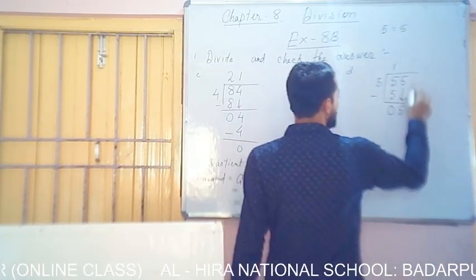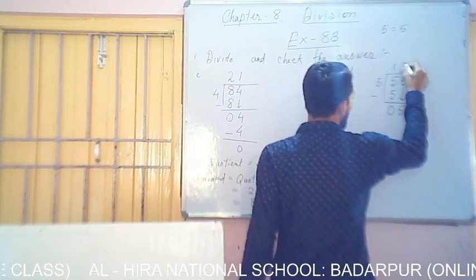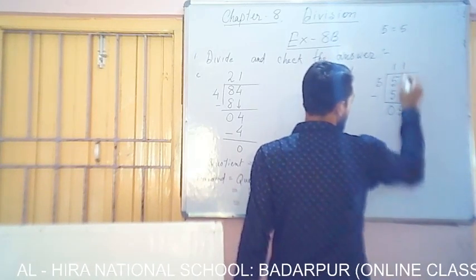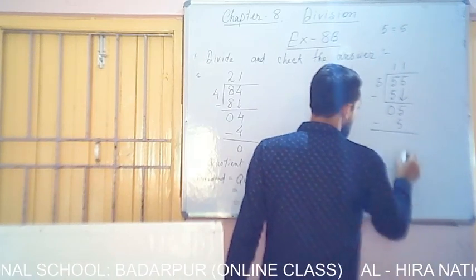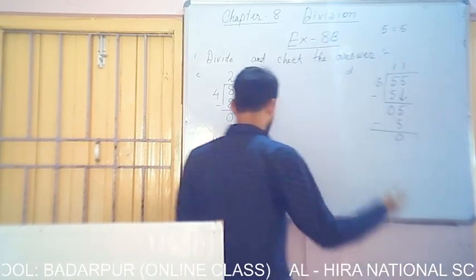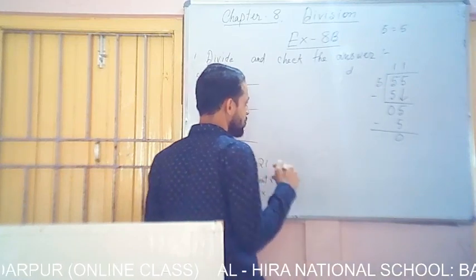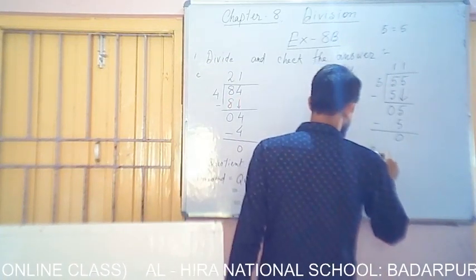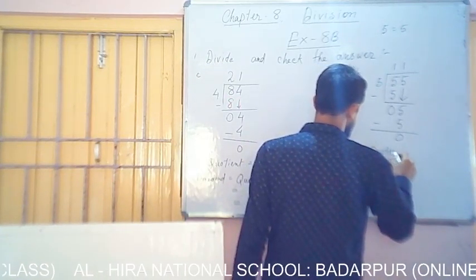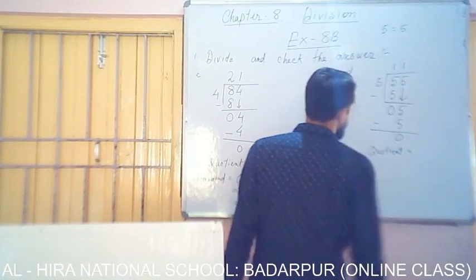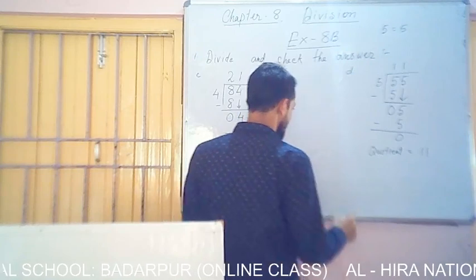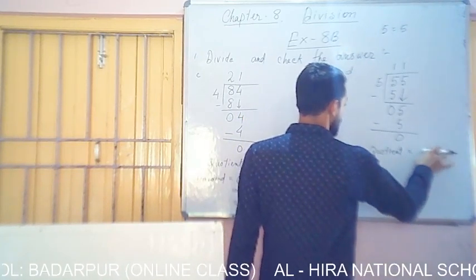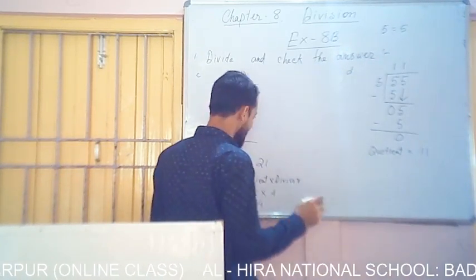So again we have to write here 1. 5 ones are 5. Now again we have to subtract, 5 minus 5 equals 0. The remainder is 0. That is why no need to write down the remainder. Simply you can write here the quotient. Here the quotient is 11. So like earlier we have to check whether the answer is correct or not.